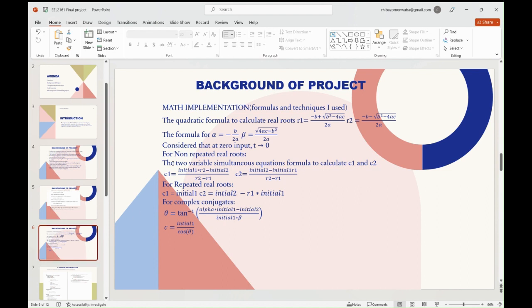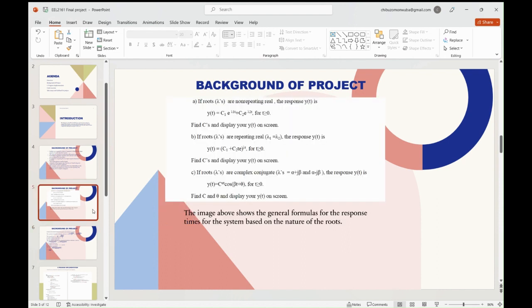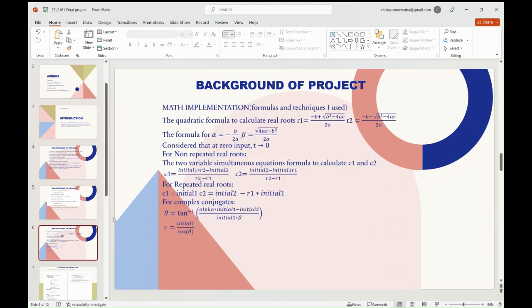So for the non-repeated roots, I ended up using the two variable simultaneous equation formula for C1 and C2. And then for the repeated roots, you have to consider that at zero response time, t tends to zero. So at first you see that C1 is already equal to the first initial condition, because if you multiply C2 by zero, C2 goes away. So you see that C1 is equal to the response.